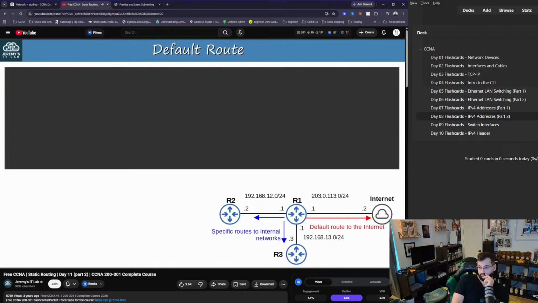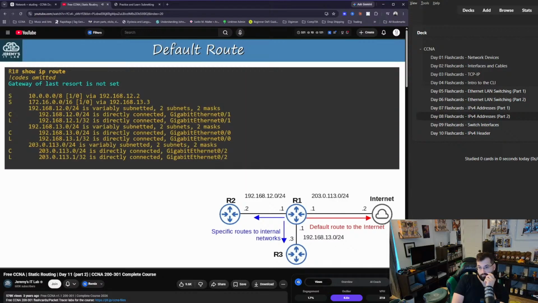Okay, I added some IP addresses to the diagram, and also configured a couple static routes, which I'm not showing here. I then checked R1's routing table. First, notice the part I've highlighted. Gateway of last resort is not set. This means that no default route has been configured yet. Gateway of last resort is another name for default gateway.